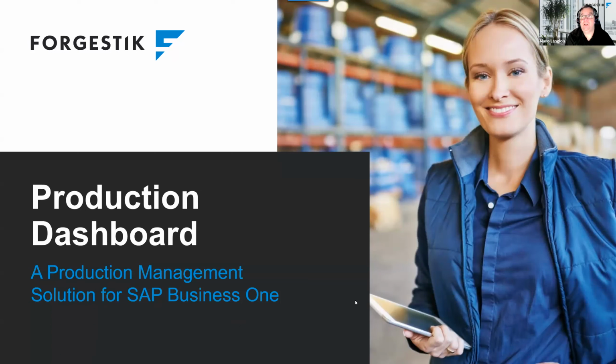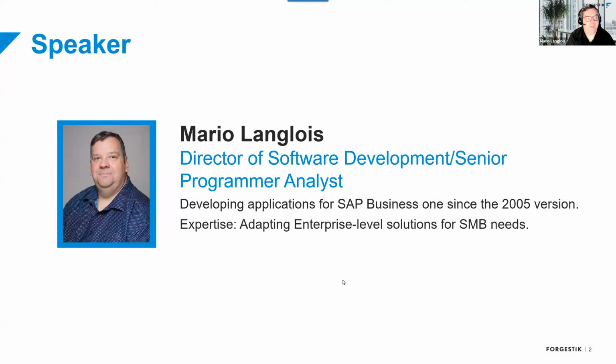My name is Mario Langlois. I am the Director of Software Development at Forgestik. I'm also a Senior Programmer Analyst with close to 20 years of experience with SAP Business One development.